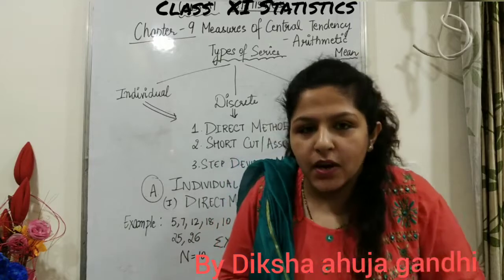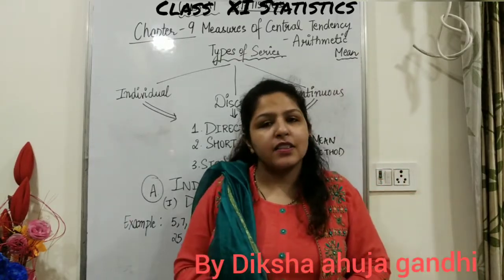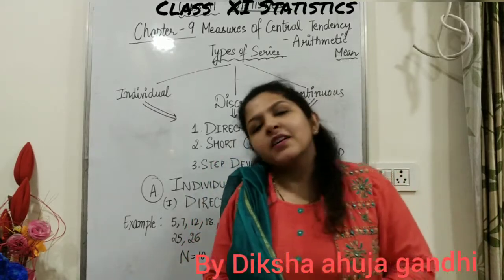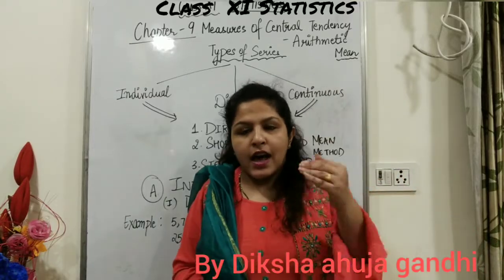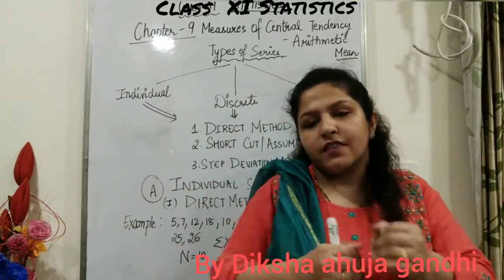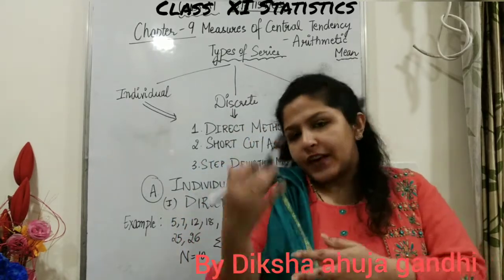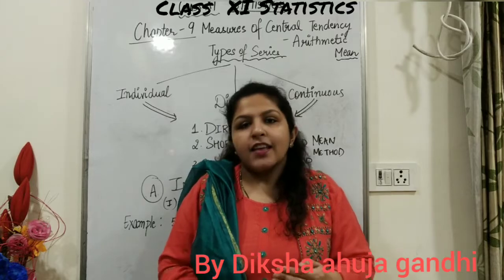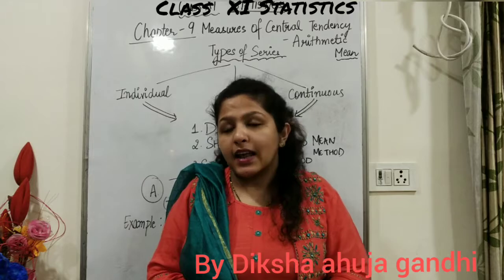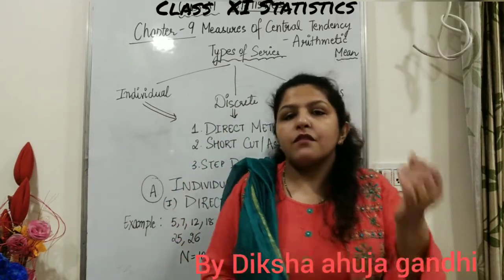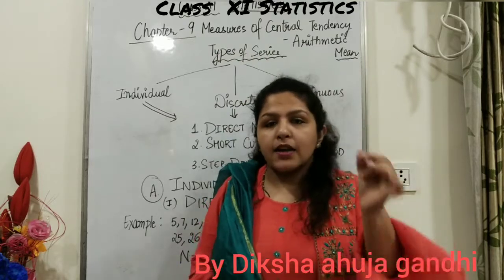So in today's video, I have come up with a new topic, a new chapter of Standard 11th, that is chapter 9, Arithmetic Mean. Basically, this is part of analysis of data. As we know, when a statistician surveys something, he has to follow 5 steps. Firstly, collect the data, then organize the data, then present the data, then analyze the data, and then interpret. So we are beginning chapter number 9, measures of central tendency, arithmetic mean.